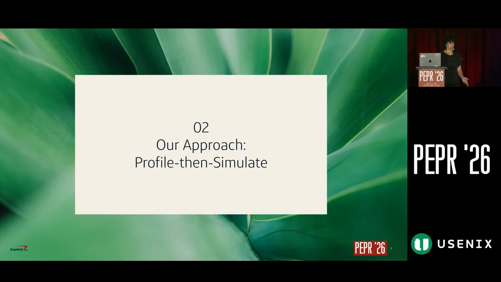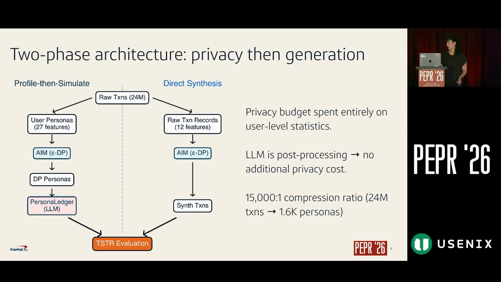So here's our approach to try to do that. We're calling it profile then simulate, and this is what it looks like. On the left-hand side, this is profile then simulate, and there are 2 phases. First we started with 2,000 users and 24 million transactions, and we took out our test set. We took all of the transactions for 400 of those users and set them aside, did not touch them.